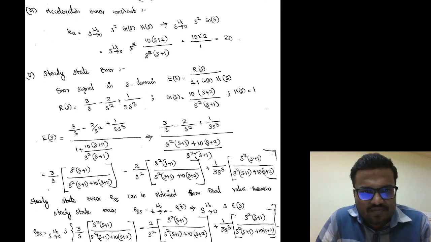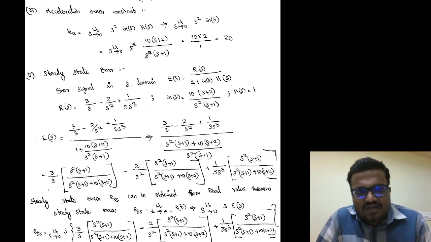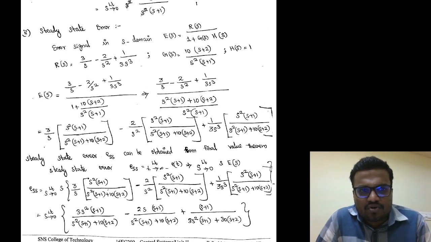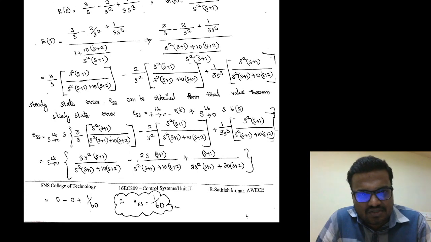And the steady state error can be calculated by using the following formula, because the formula and equation are already given in the question. Based on the equation, we substitute all the values. Initially they give the R(s) value, and based on R(s) we substitute into the relevant equation. After cancelling with each other, we get the final answer, 1 by 60. So this will be the steady state error of the concerned equation. Thank you.